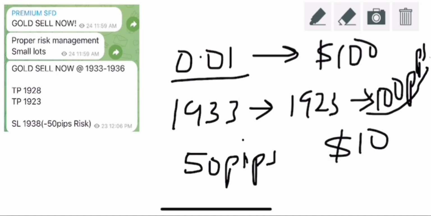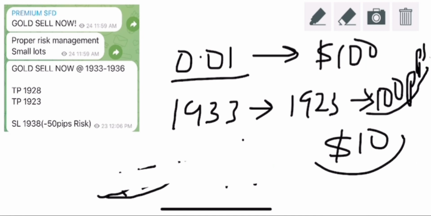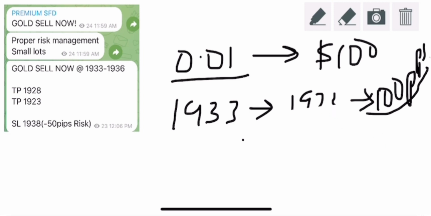If you were to lose money from it, you'd be losing $5. So you see, you're risking $5 to make $10, which is very okay. But then there are some people who use 0.01, because what I'm teaching now is lot sizing for people trading small accounts.